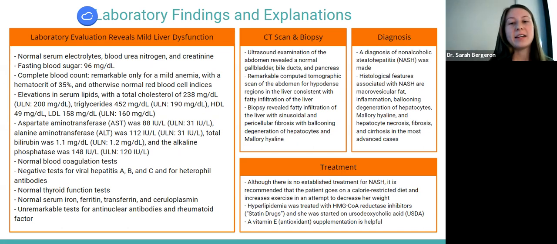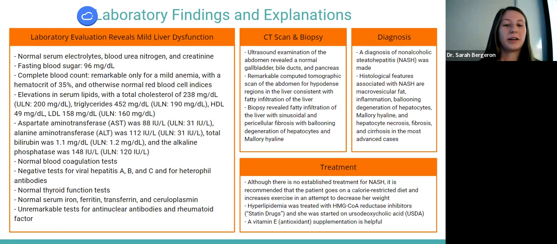Her aspartate aminotransferase was 88 international units per liter, which has an upper limit of normal of 31. And then ALT was 112, which has the same upper limit of 31 international units per liter. Her total bilirubin was 1.1 milligrams per deciliter with the upper limit of normal of 1.2. And the alkaline phosphatase was 148 international units per liter with the upper limit of normal of 120.